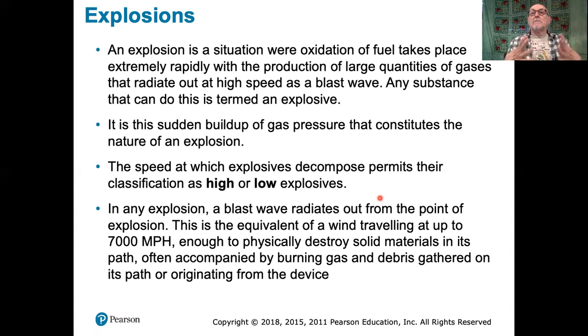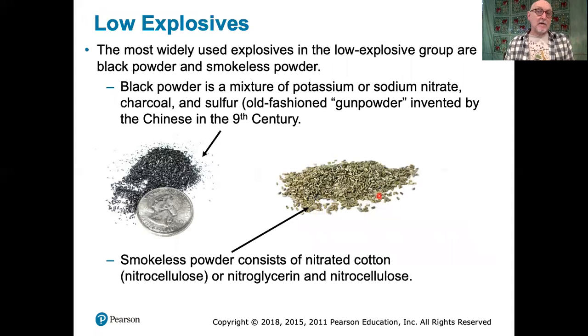In addition, in an explosion situation, very often they are constructed in such a way that they shatter or break a container or materials contained in them, and that is itself flung out at high velocity and ends up causing damage as well. So let's have a look first at this group called the low explosives.